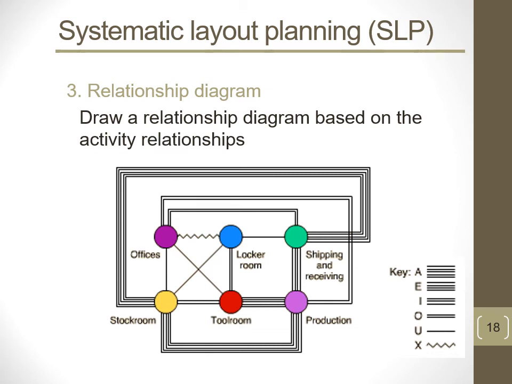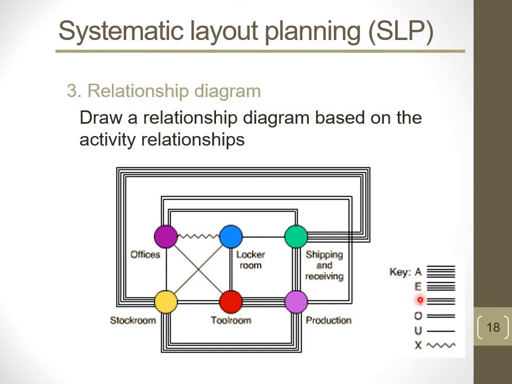Having these from-to charts or activity relationship diagrams, we construct a relationship diagram. And the relationship diagram is easy to construct. Basically, we represent each one of the departments or each one of the machines with a node in this shape. These circular colored circles represent the departments. Then looking at, for example, the activity relationship diagram, we link these departments with each other. And depending on the relationship between them, the number of links is changed. For example, for an A relationship, we use 5 lines. For E relationship, we use 4.